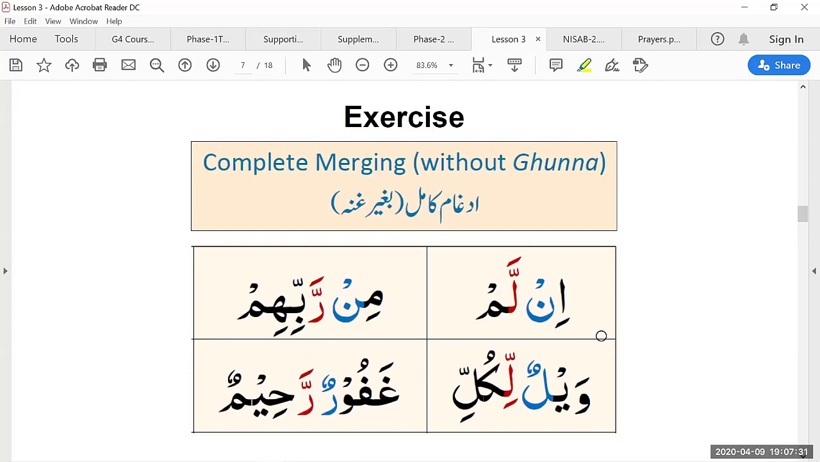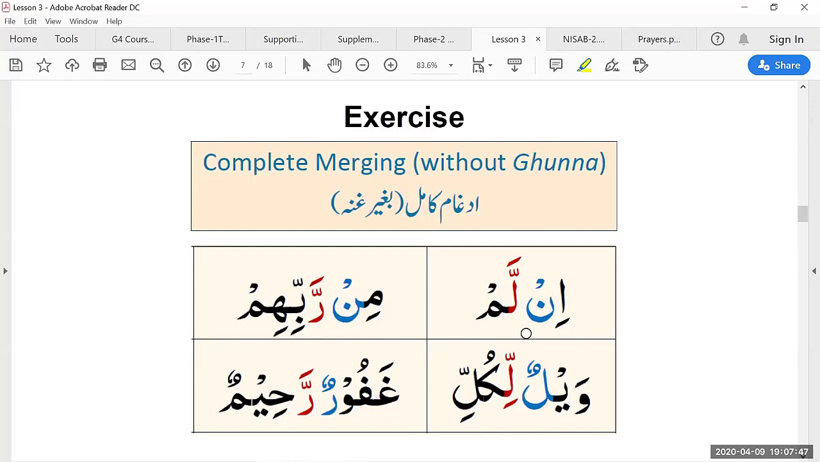Illam min rabbihim, wailul likul, ghafurur rahim. Okay. That was really good.